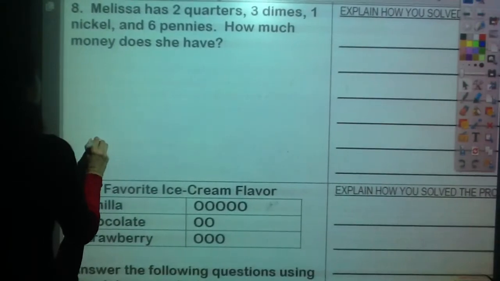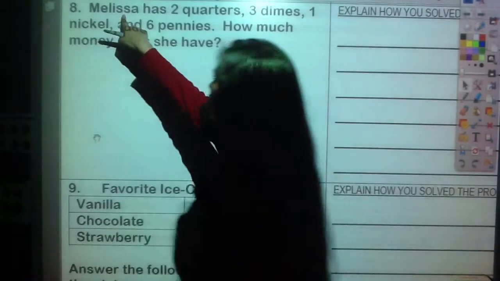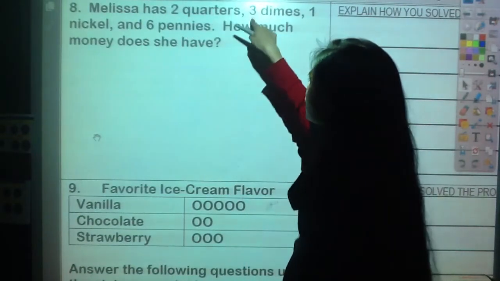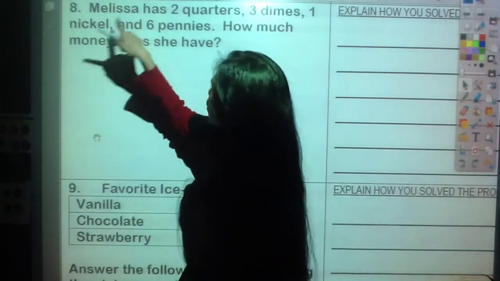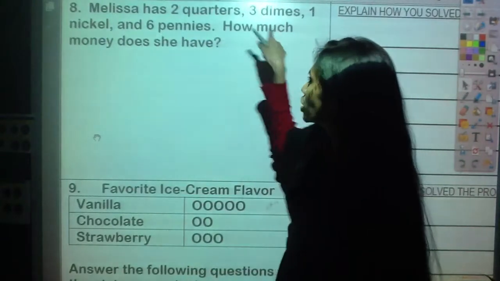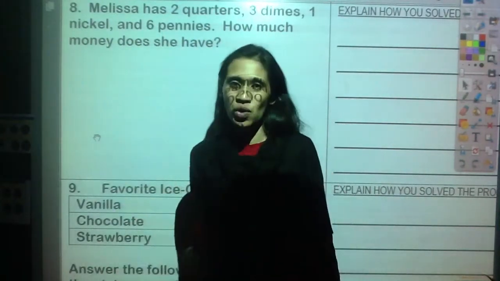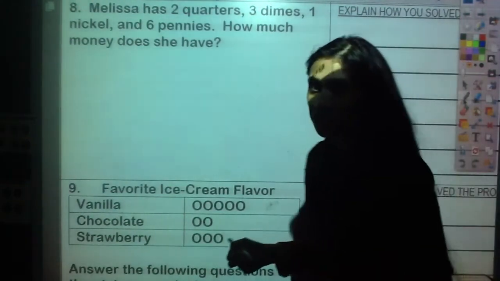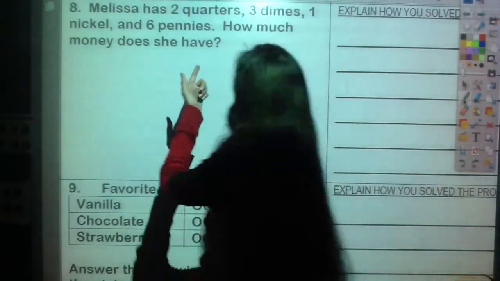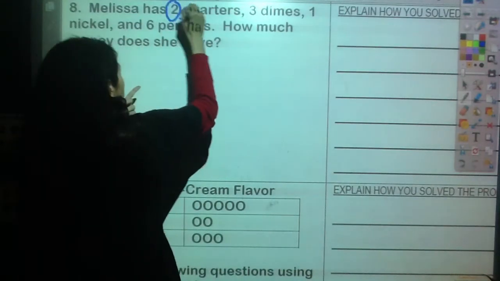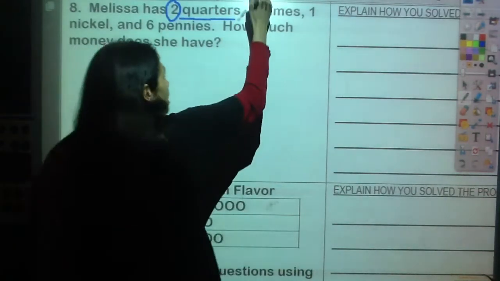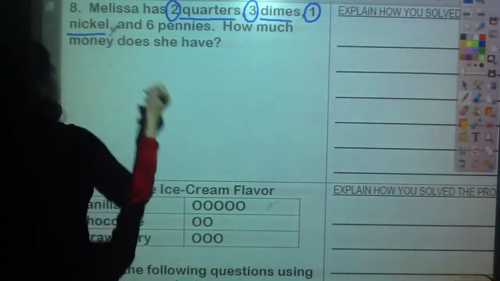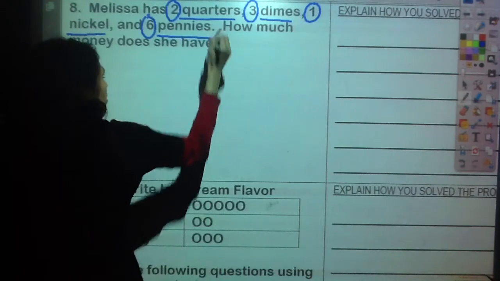All right, number 8 says, Melissa in our class has 2 quarters, 3 dimes, 1 nickel, and 6 pennies. How much money does she have? Okay, so let's work that out. So how much money does she have? She has 2 quarters. What else? 3 dimes, 1 nickel, and then 6 pennies, okay?